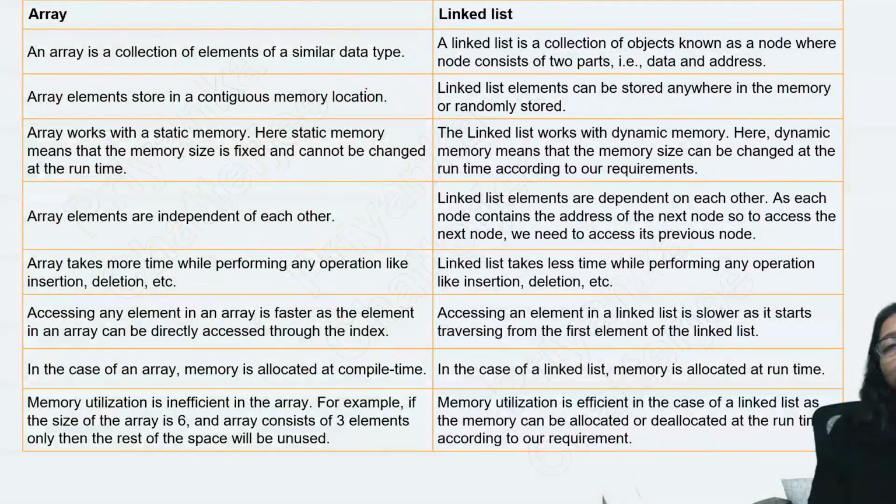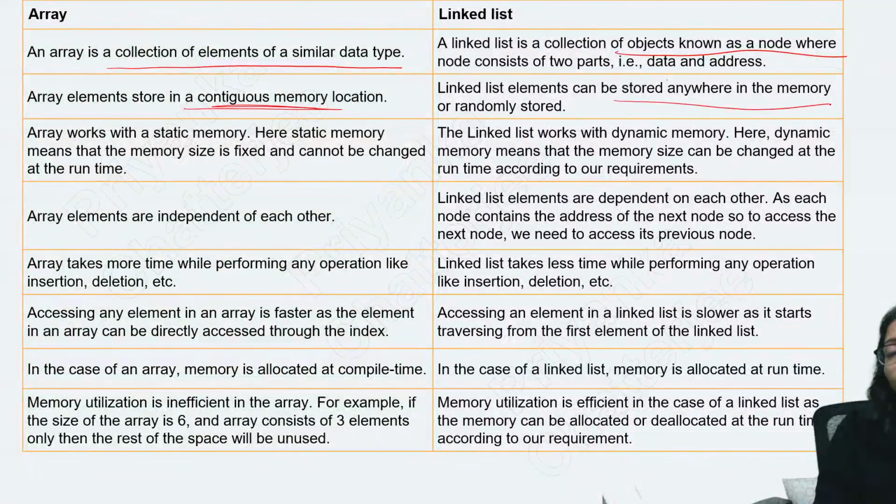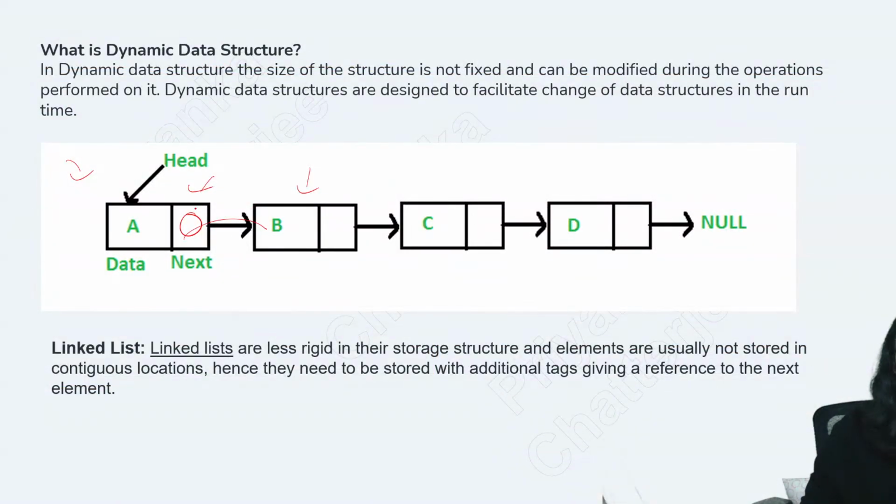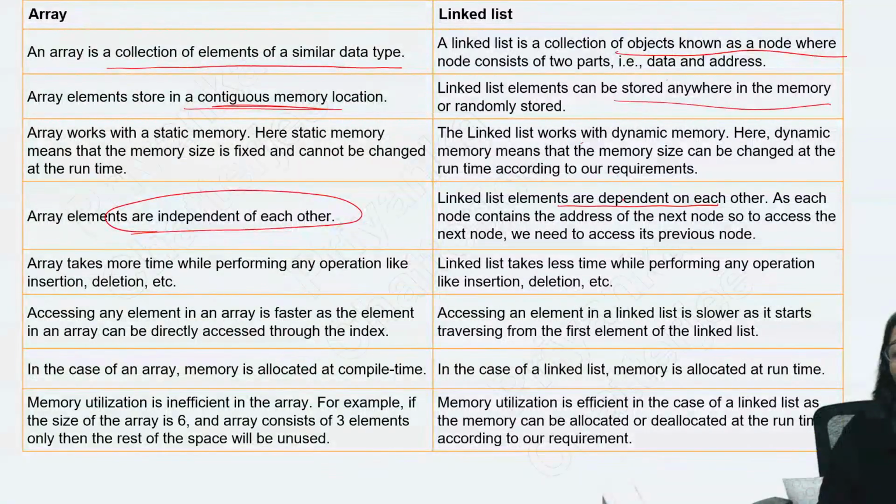Here is the main difference between array and linked list. This is also a most important difference. Here is a collection of elements of similar data type. Here is a collection of objects known as nodes. Array elements are in contiguous memory. Here they can be stored anywhere. It's not required to be contiguous; any place you can do. Array elements are independent, no dependency. But in a linked list they are dependent because one element stores the address of another one. It has to store the address, again it has to store the address. That's why there is dependency. So they are dependent on each other.